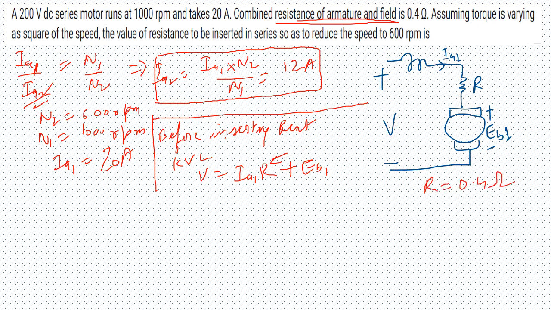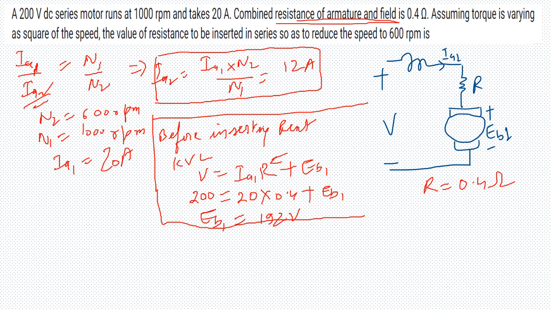V is given as 200 volts. So 200 volts is equal to 20 into 0.4 plus EB1. If you calculate, EB1 comes out to be 192 volts. Now say after inserting the resistance, the back EMF is EB2. We can find EB2, and from there we have a relation to calculate our R external.